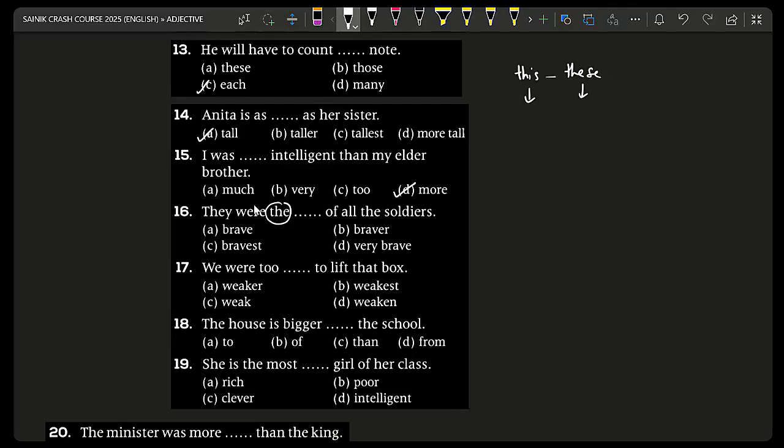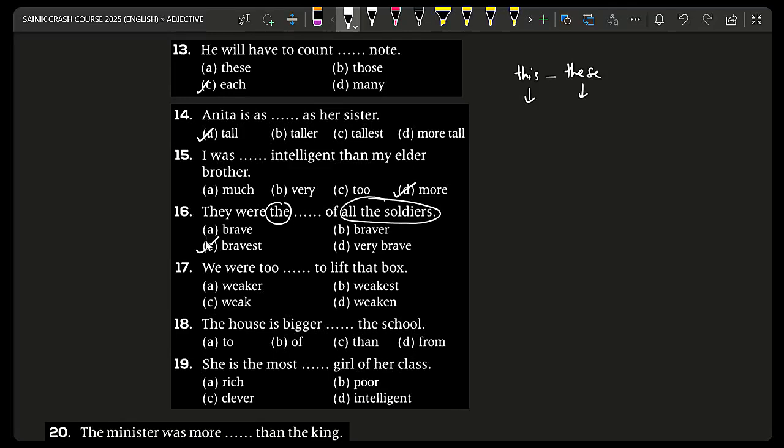And not only that, we have "all the soldiers". All the soldiers means more than two only. When the comparison is happening among more than two people, then we call it the superlative degree, that is bravest. Correct answer. What about the 17th one?